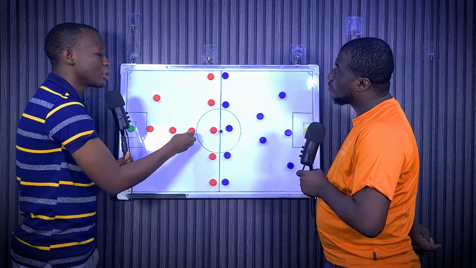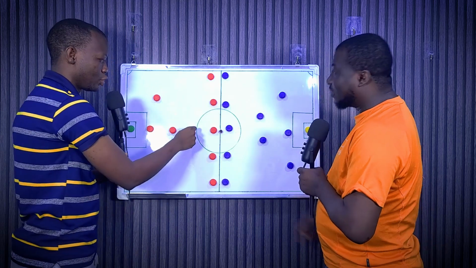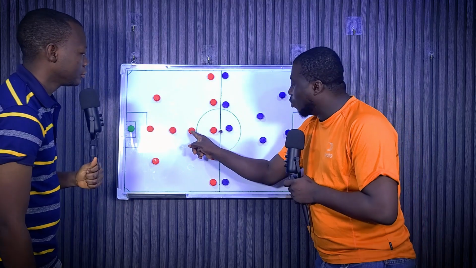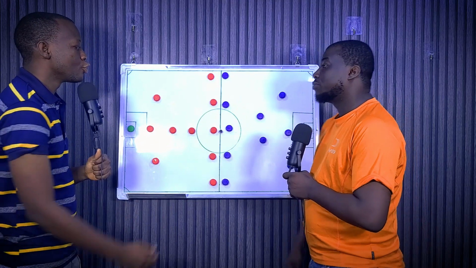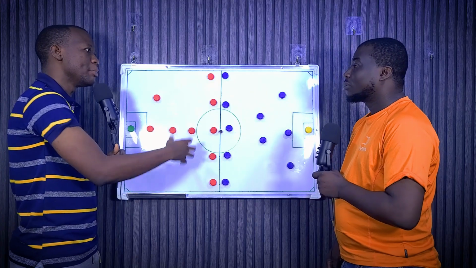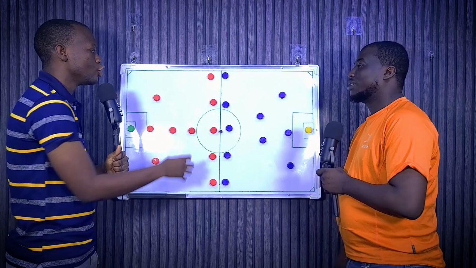Funny enough, when you want a creative person in your team, you don't want the creative person to be here. Exactly. You want the person to be here. And he is the most technical and the creative person. Yeah. So when people say Bruno should play 10, this system doesn't play with a 10. Exactly. They play with inside forwards. And you don't want Bruno to be here.